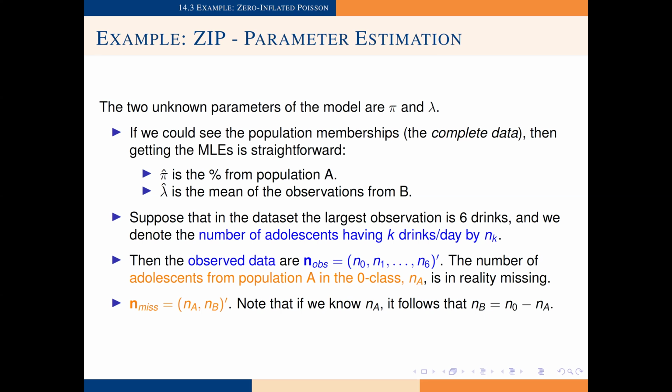However, the thing is you actually don't know the group membership of each teenager, whether they come from class A or class B. So we have to do something similar to the EM algorithm again.